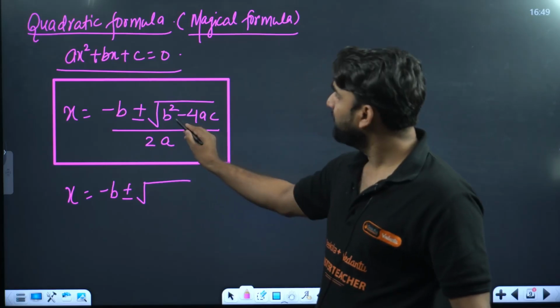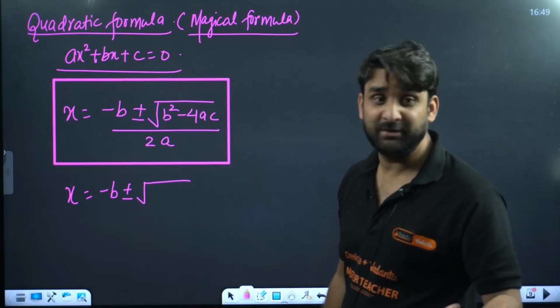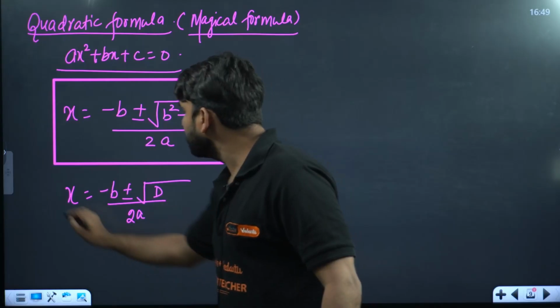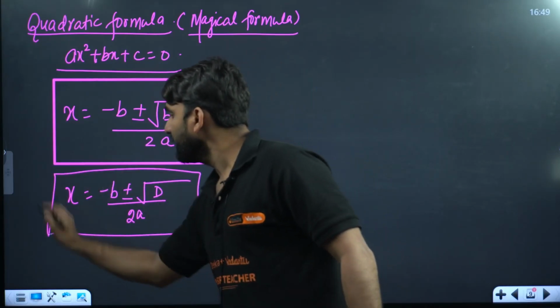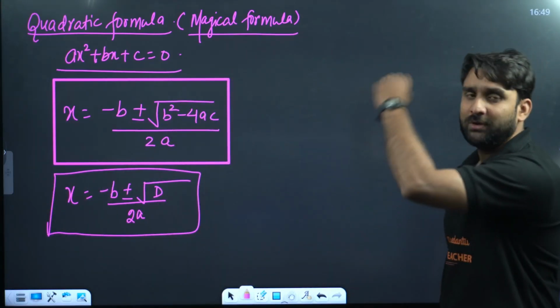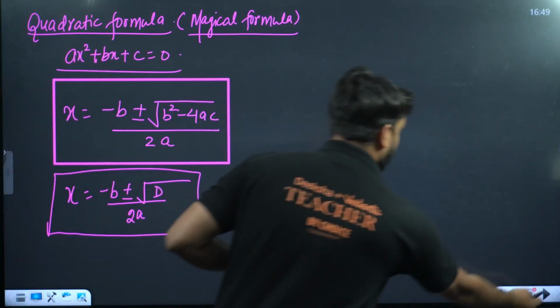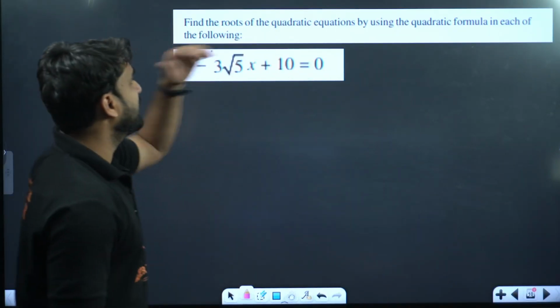Can you see here? b square minus 4ac is the discriminant. So we can write here capital D divided by 2a. This is the formula. By using this formula, you can directly find out the zeros of any quadratic polynomial. Any quadratic polynomial.